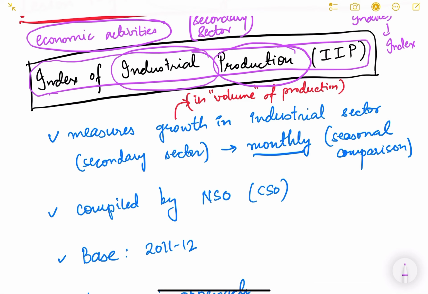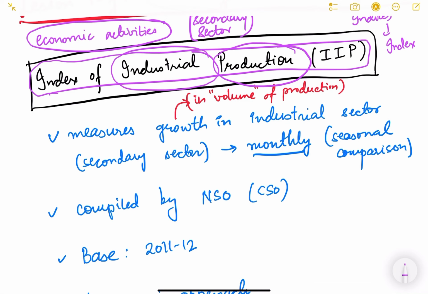Now, the 8 core industries have about 40.27% share in the index of industrial production. What are the 8 core industries? As we have seen, there is the manufacturing sector, mining sector, and electricity sector, and industries are also categorized as core industries. Core industries mean those which are very basic and essential for the economy. So what are those industries? Refineries, electricity, steel, coal, crude oil, natural gas, cement, and fertilizer. These are considered the core industries. This is very important.